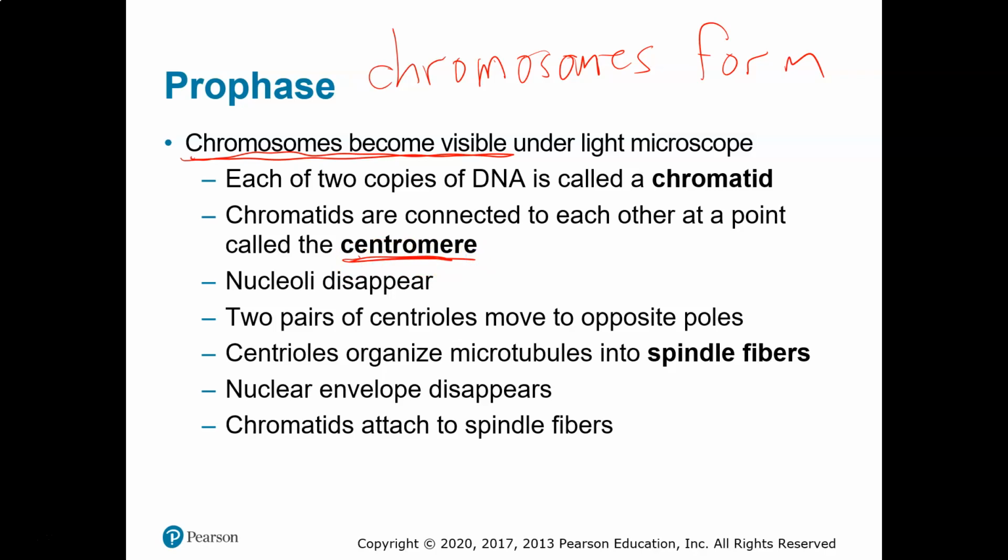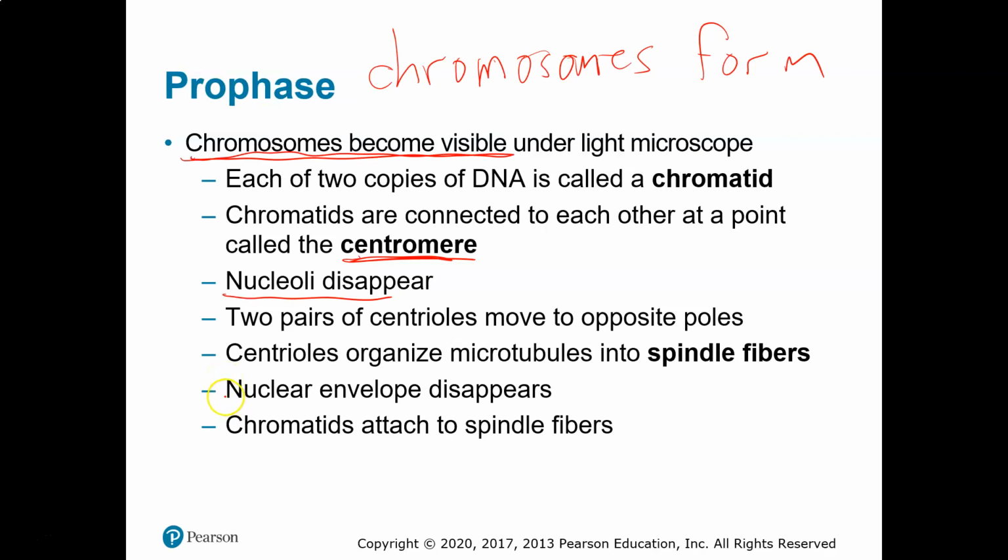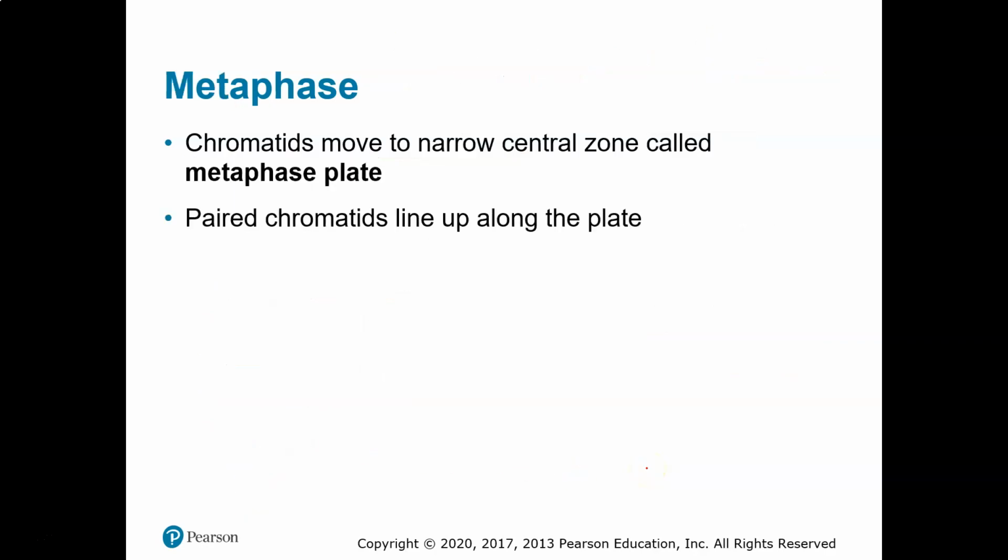Another thing that happens in prophase is the nucleoli and the nuclear envelope disappear. The centrioles begin organizing the microtubules into spindle fibers. The centrioles move to opposite poles, and the chromatids attach to spindle fibers at their centromere.